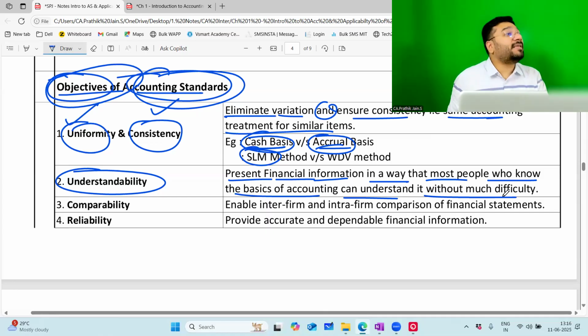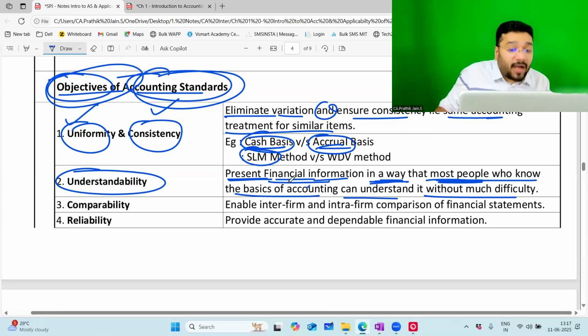The language should be simplified. The presentation should be simplified. That was one of the focus areas of accounting standards, to present the financial information, to report the financial data in a way that most of the people who know accounting can at least understand without any difficulty.